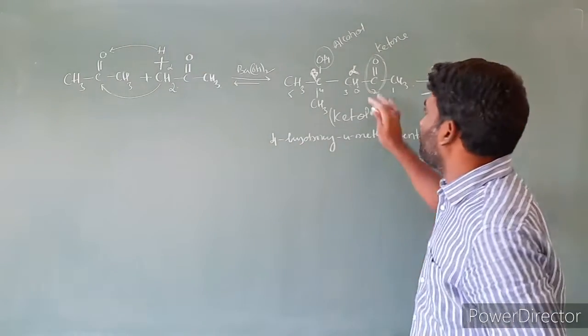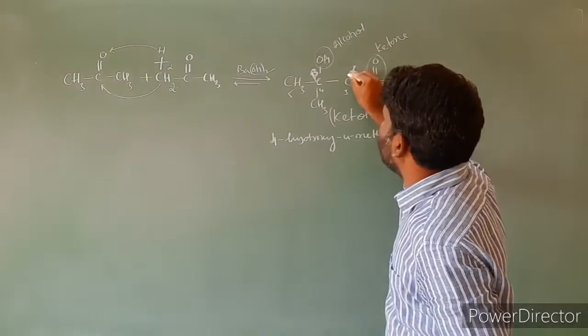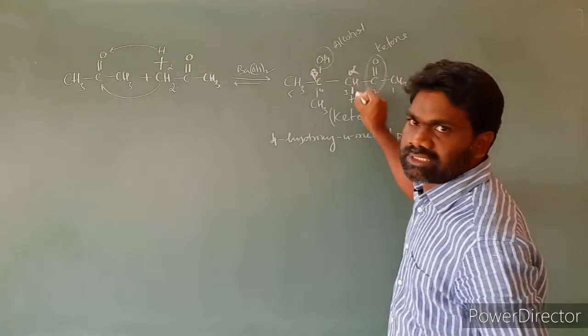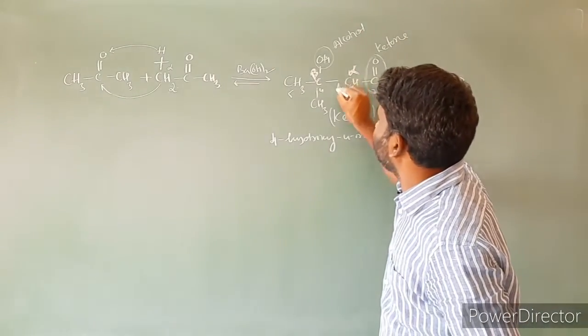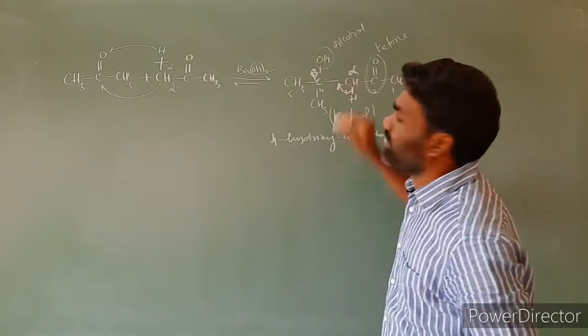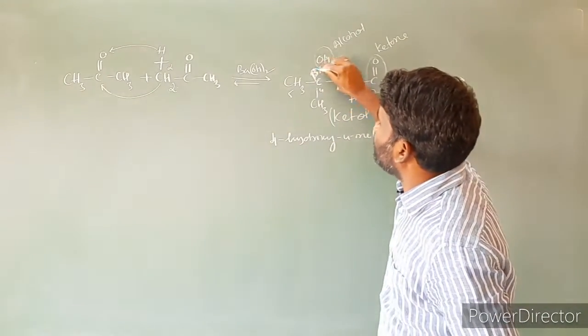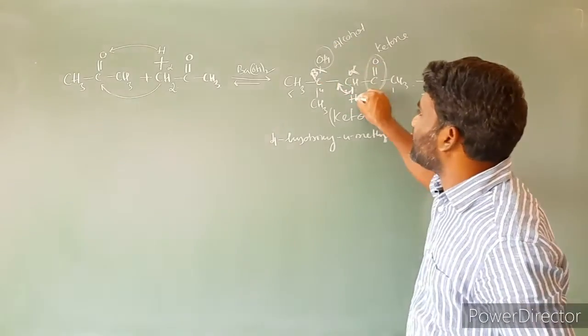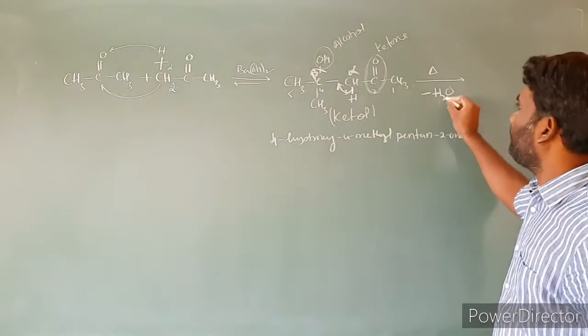Otherwise, if you want to write it out exactly: this CH I am writing as CH, and this bond I am shifting to here. Then break this bond, the bond between the beta carbon and OH. This OH and this H are eliminated in the form of water, minus H2O.